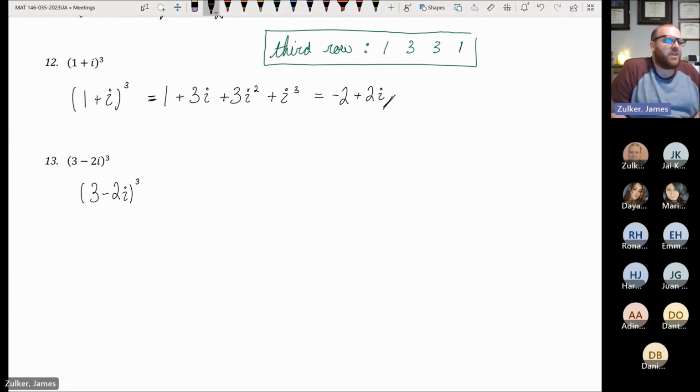Quantity of 3 minus 2i cubed. I'm again going to use binomial theorem. 3 cubed is what? And then 27 times 1 is 27. What we're now going to have is 3 squared times -2i raised to the first power, which is just -2i.